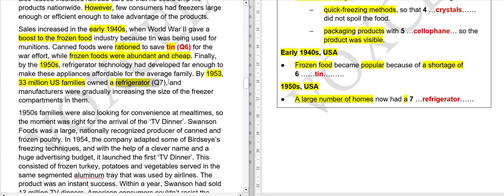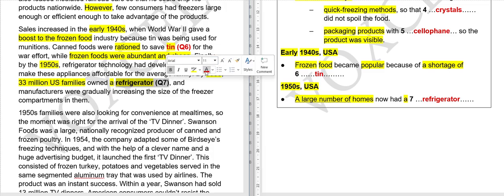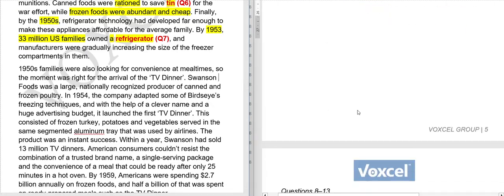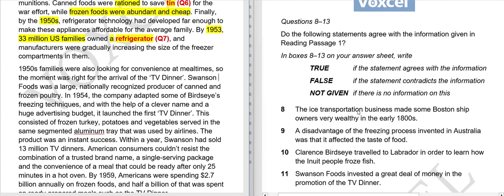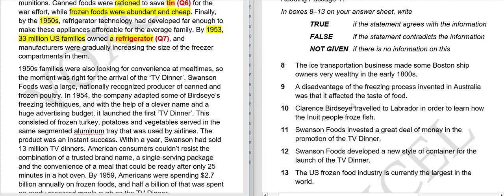Moving on to the next set of questions. If you have any doubts, you can rewatch them. But first, look at questions 8 to 13. Do the following statements agree with the information given in reading passage 1? We have to write true, false, or not given. First question: the ice transportation business made some Boston ship owners very wealthy in the early 1800s.